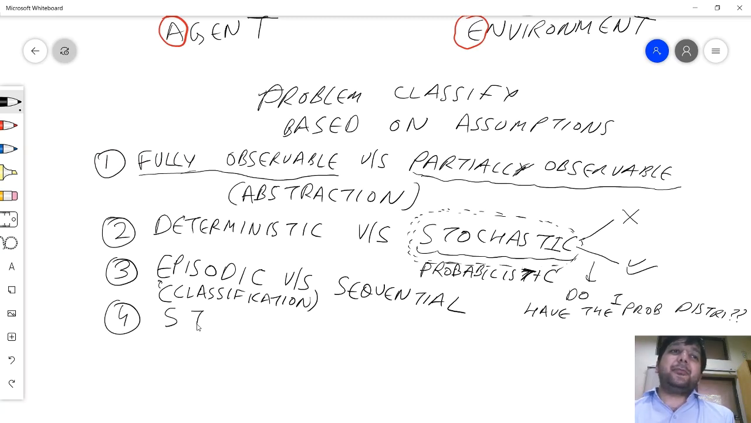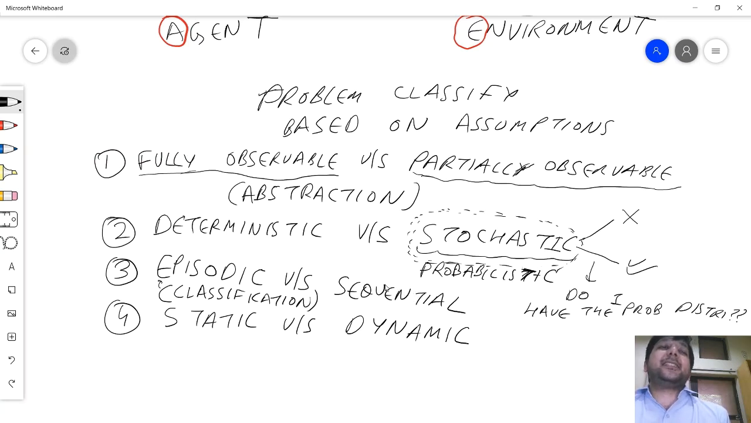Let's go to static versus dynamic. So static, the environment never changes. It remains as it is. Dynamic, the environment keeps changing. So, same examples. I want to go home. Now I really want to go. It's turning out to be a torture at this end as well.